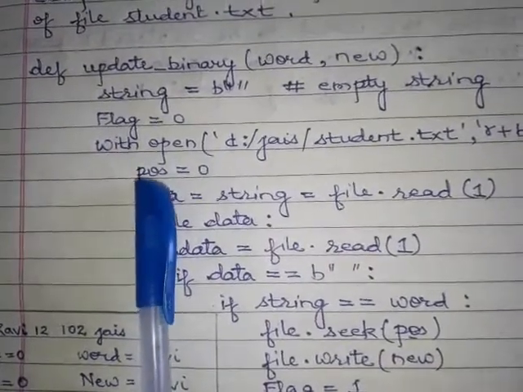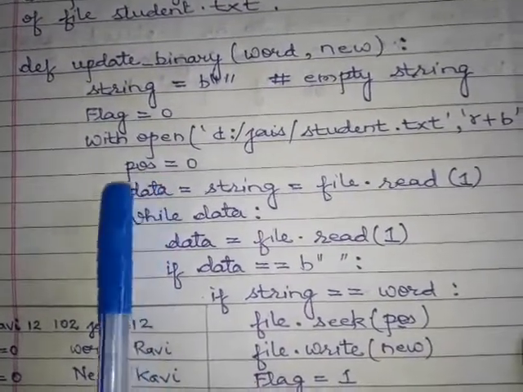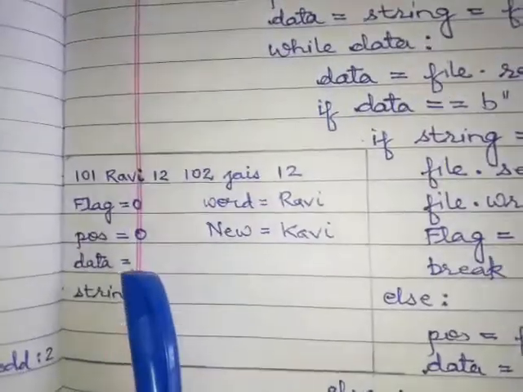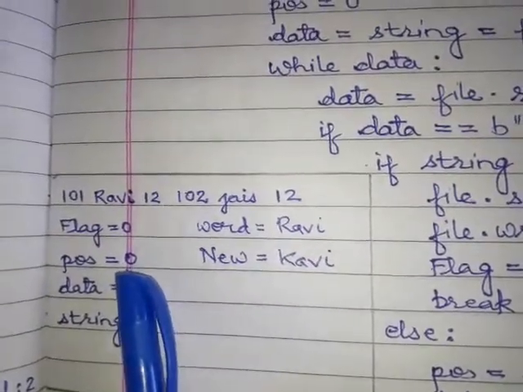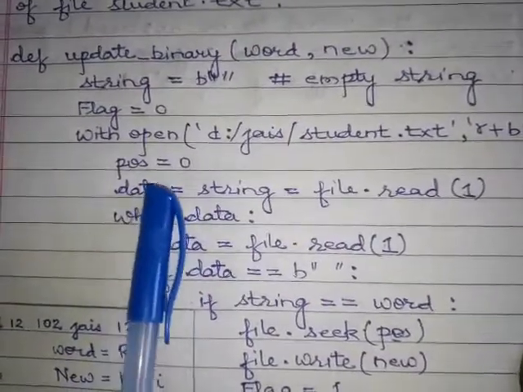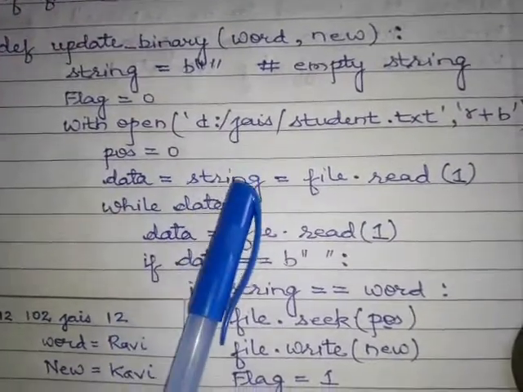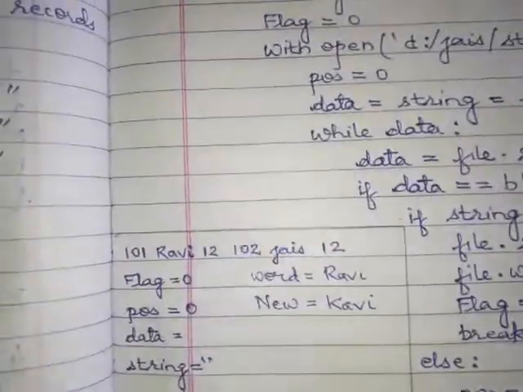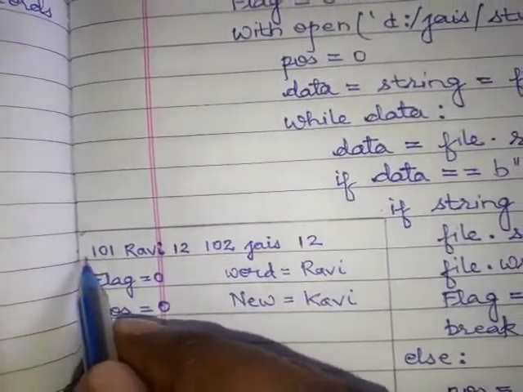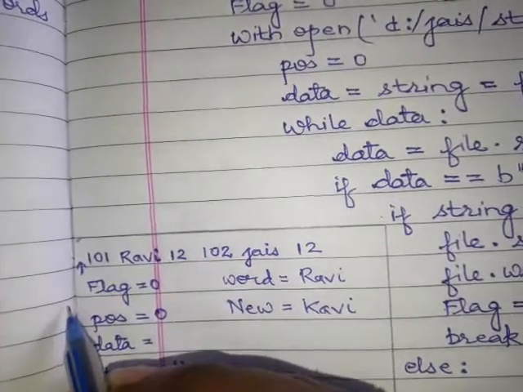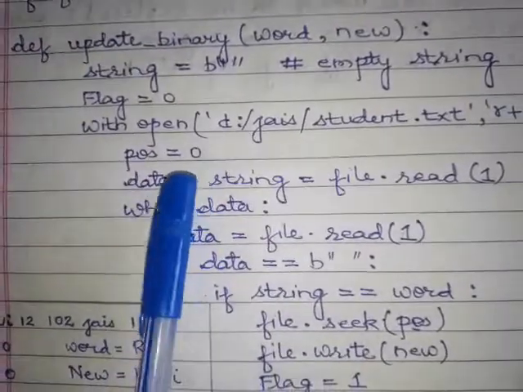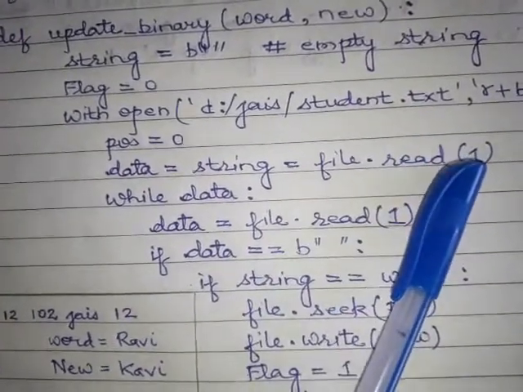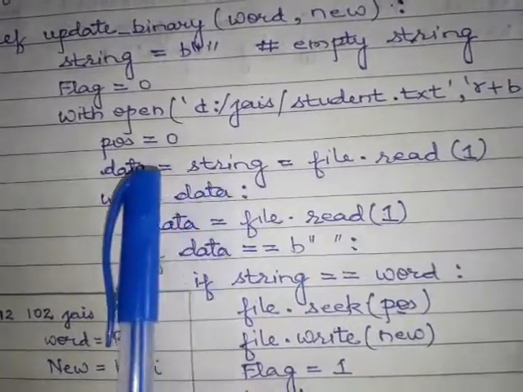Now within this block, everything is inside this block. We declare pos, a variable which shows the position from where to write. Pos equals 0. Initially it is 0, so we have initialized position equals 0 over here. Now data is a variable, string is another variable, equal to file.read(1). Initially our file pointer is over here. So data equals string equals file.read(1). It means read the first byte, and the first byte will be stored in string as well as data.